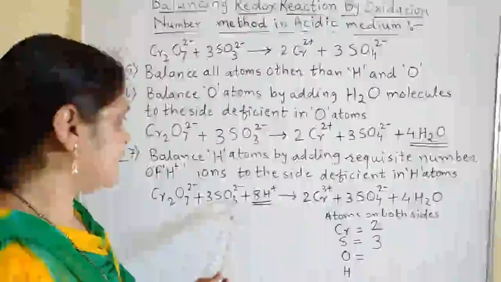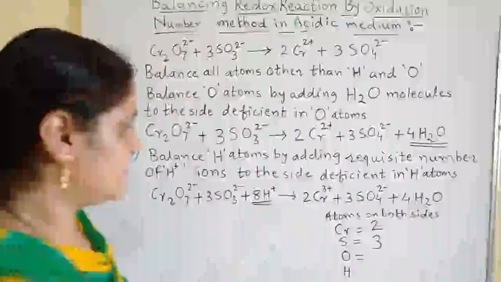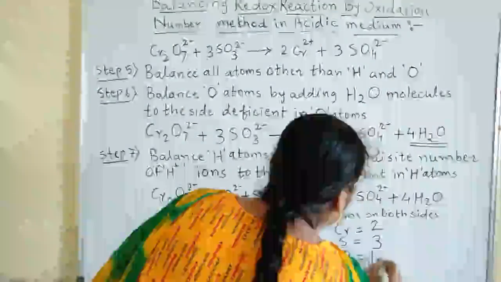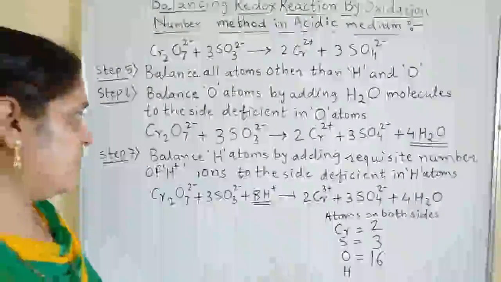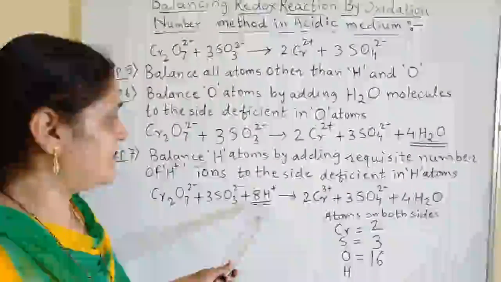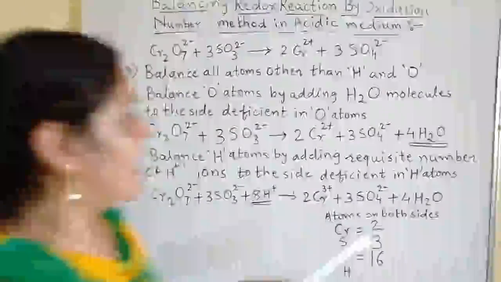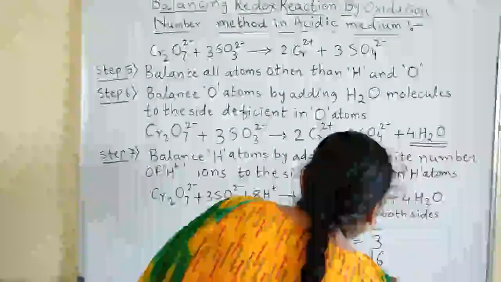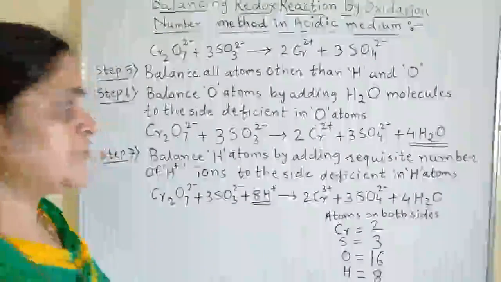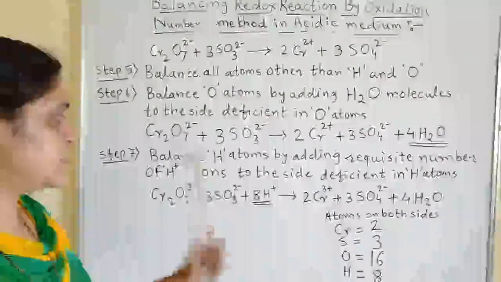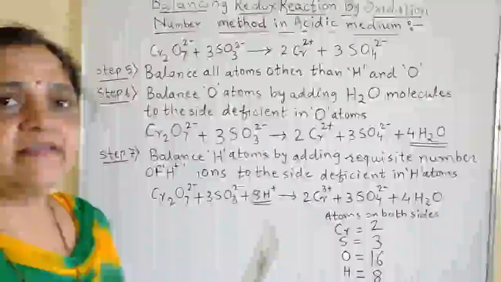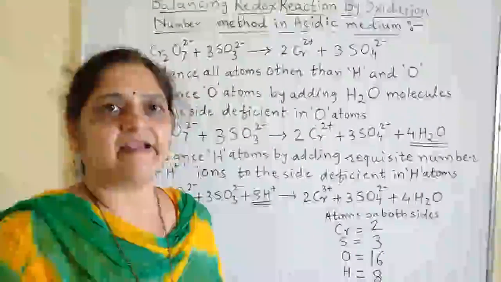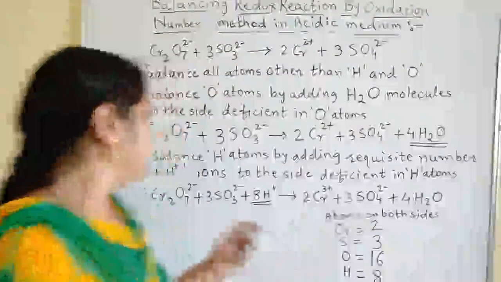Oxygen atoms: 7 plus 9 is equal to 16. 4 3s are 12, 12 plus 4 is equal to 16. So oxygen atoms are 16 on both sides. Hydrogen atoms: 8 H+ ions indicate 8 hydrogen atoms on the left hand side, and 4 2s are 8 on the right hand side. So the hydrogen atom number also becomes the same. Now we have to see the charge on both sides, because when there is an ionic equation, we have to check the number of atoms on both sides as well as the charge on both sides.